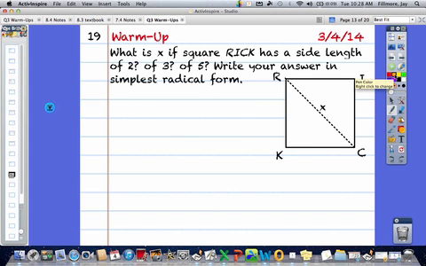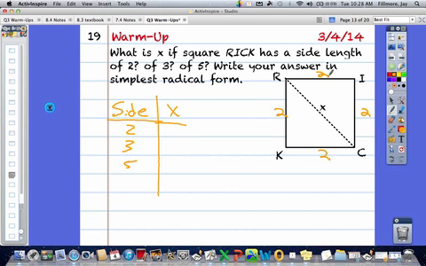So if this is a square, we're going to solve for x if this square brick has side length 2, a separate situation if it has a side length of 3, and a third situation if it has a side length of 5. And we're going to write our answers in simplest radical form. Starting with side length 2, since this is a square, we also know this is a right angle, so here we have a right triangle.